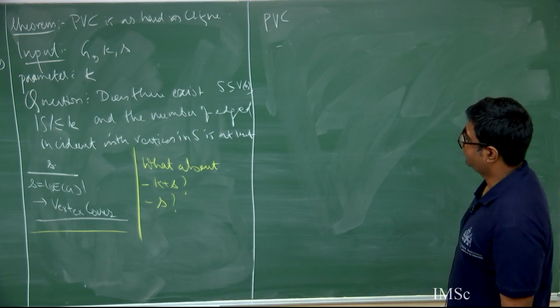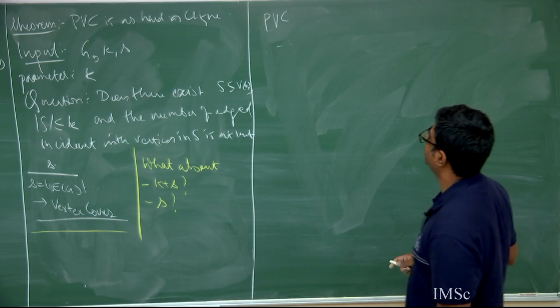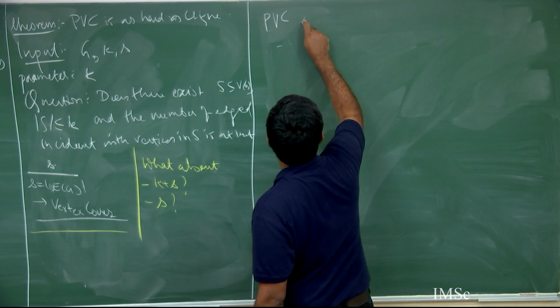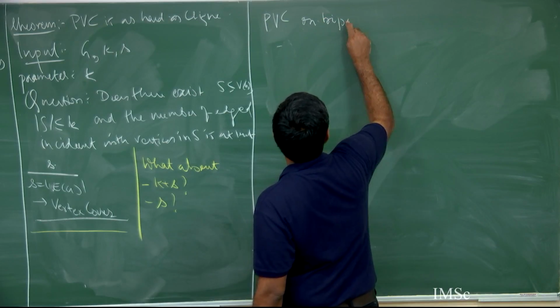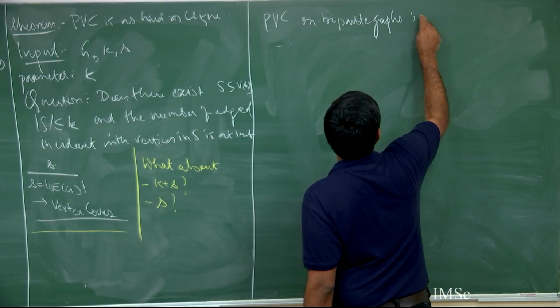Okay, so I can waste my 3 minutes explaining an algorithm. What I want to show is that partial vertex cover on bipartite graphs is fixed parameter tractable.